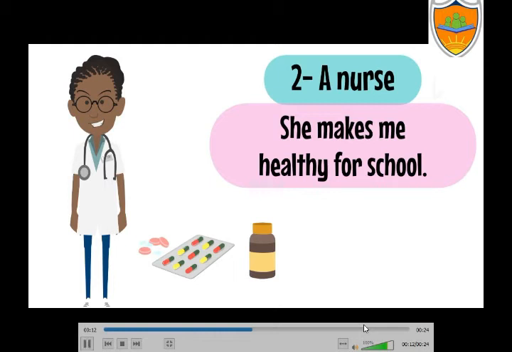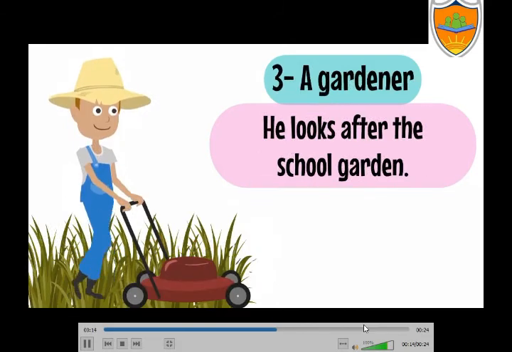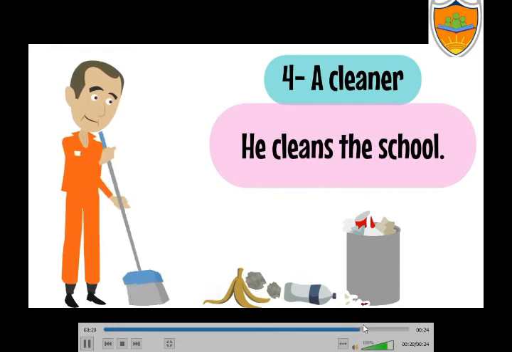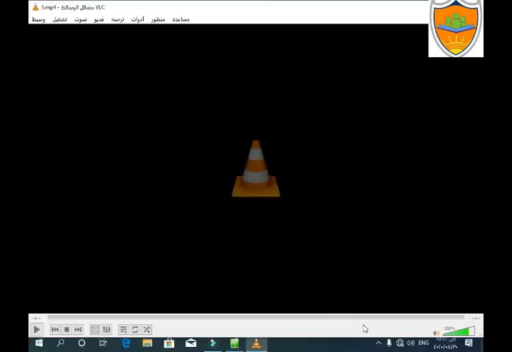Number 3, a gardener. He looks after the school garden, like we see in our school. A gardener looks after the school garden. Number 4, a cleaner. He cleans the school.